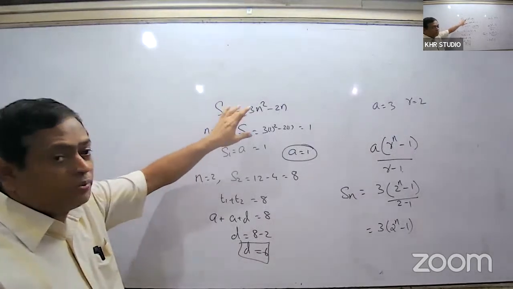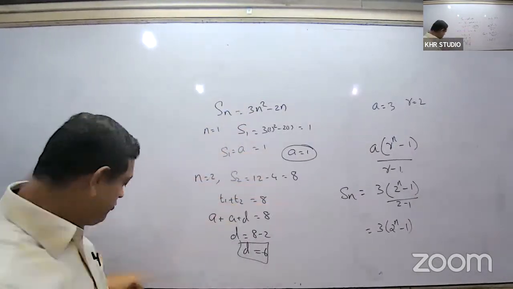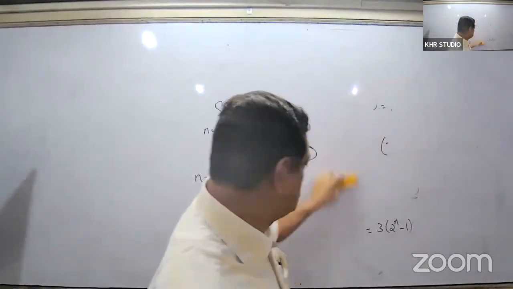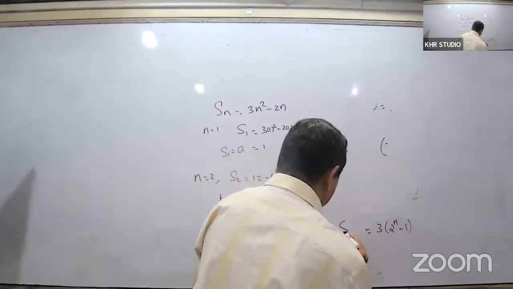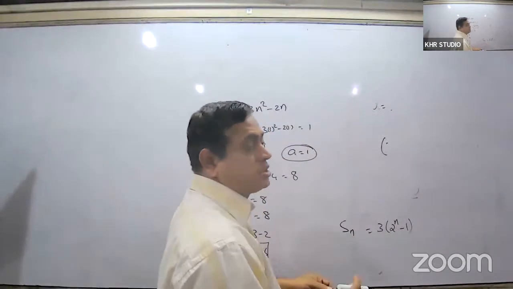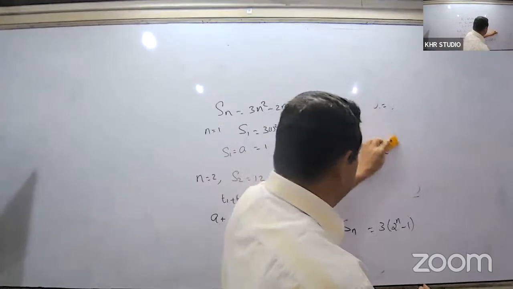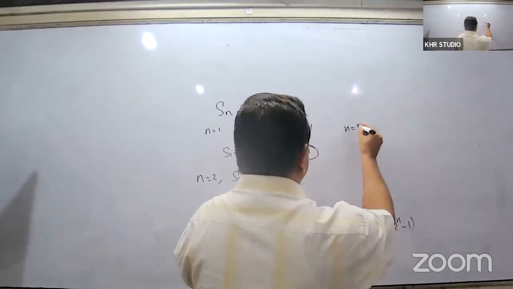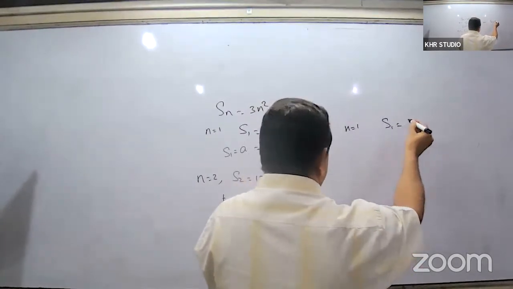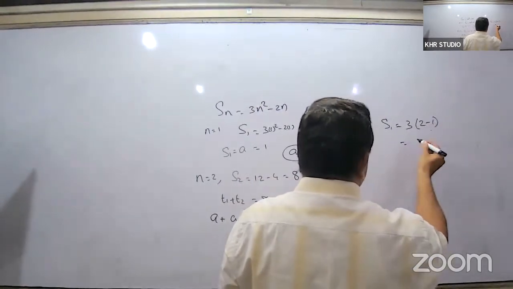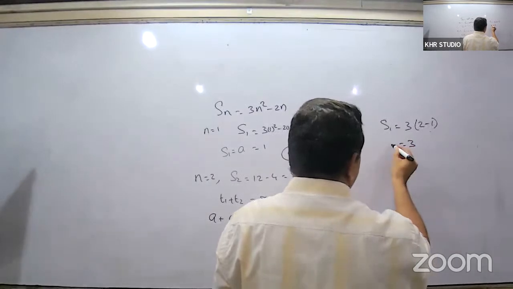Similar property we will apply in this case also. If it is given in a GP, SN is equal to this way. Find the first term and common ratio. The same process, we can put n is equal to 1. When n is equal to 1, what will you get here? S1. S1 is equal to 3 times 2 raised to 1 minus 1. That is equal to 3. S1 is sum of one term, that is equal to 3.